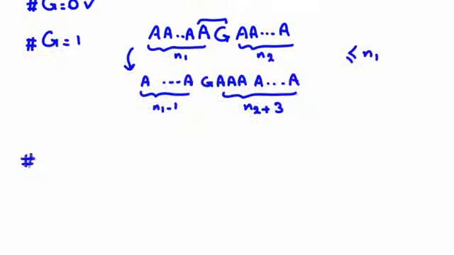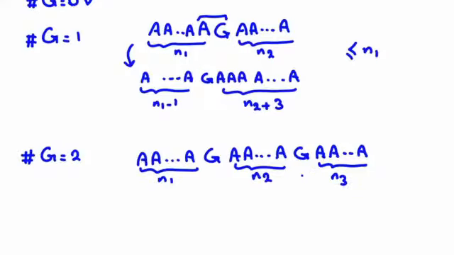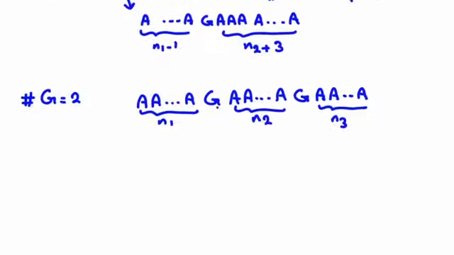Now if number of G's is equal to 2, suppose you have, for example, N1 A's before the first G, then after the first G and before the second G, the number of A's equals N2. Then after the second G, the number of A's equals N3. Now, I want to see how many times I can apply the operation on this G. Because I have only N1 before G, I can do it at most N1 times.